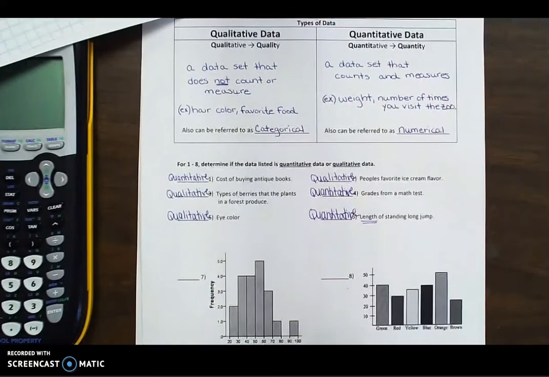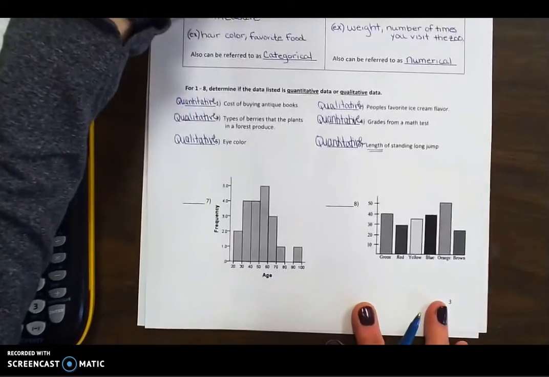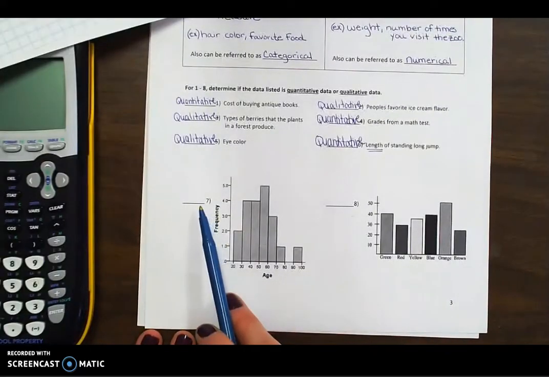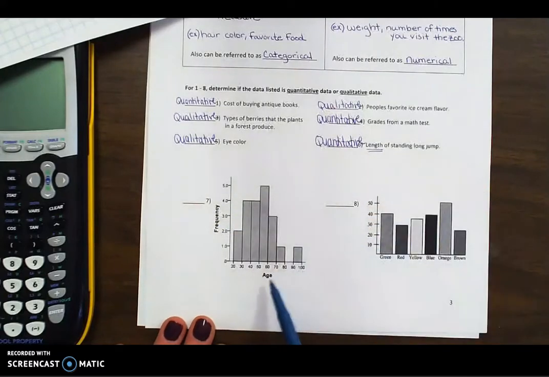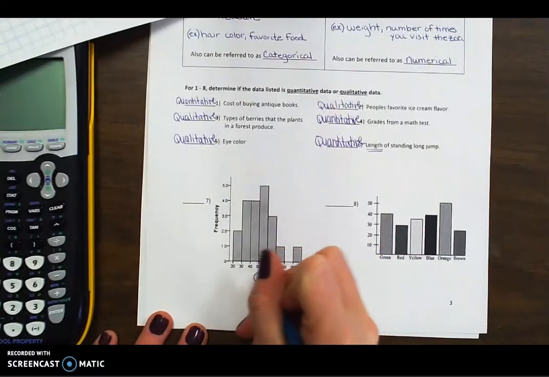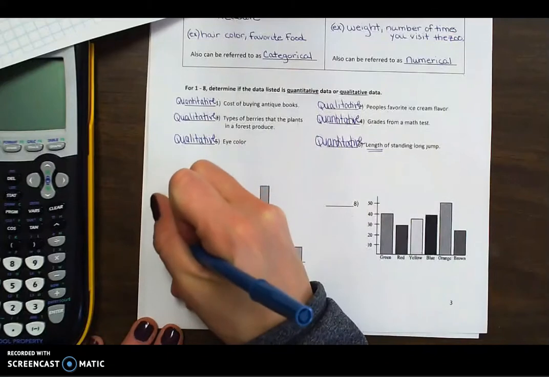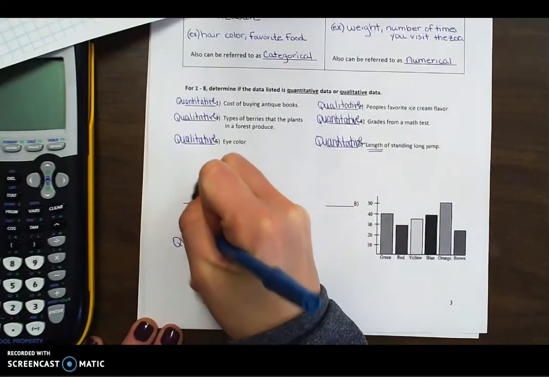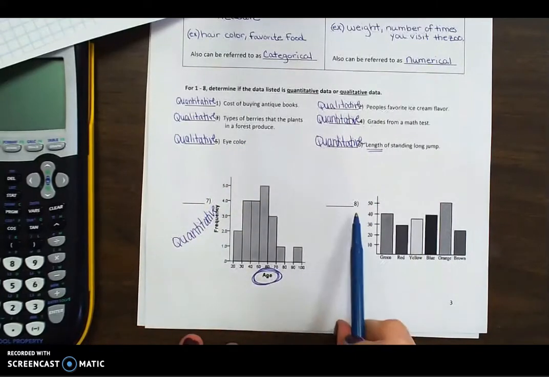Now we can also look at data on our histograms. So let's take a look at our first example. So number 7, if we take a look at our histogram, we see we have frequency, and down at the bottom, we have age. This is the data that I'm looking at, age. So think about age. Is age a number or a quality? If you're thinking number, you're correct. So this is going to be a quantitative study.